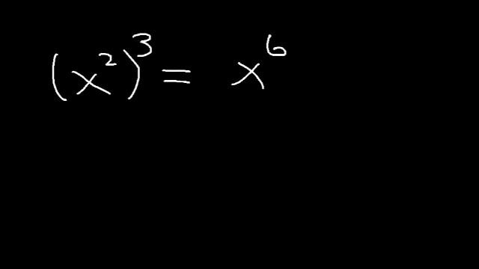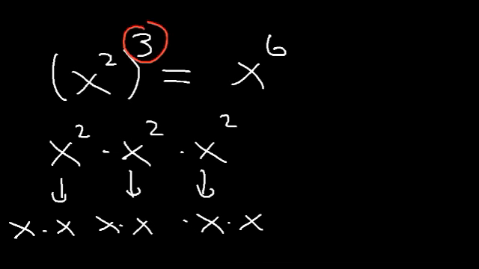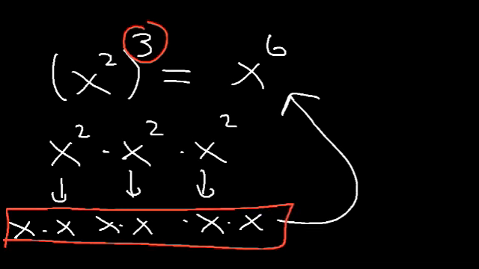Now, why is it that when we raise one exponent to another, we need to multiply instead of add? It's 2 times 3, not 2 plus 3. Why is it x to the 6? X squared to the 3rd power means that we have 3 x squareds. And x squared each is x times x. So we have a total of 6 x variables multiplied to each other. That's why you need to multiply one exponent by the other whenever you raise an exponent by another one.